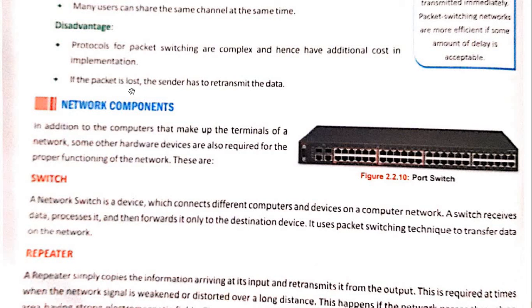Now if a packet is lost, the sender has to retransmit the data. It is also not a big problem, but when we have advantages, we also write the disadvantages, meaning when some packet gets lost in between, then it is retransmitted. But a system is needed to retransmit the data, so retransmitting is somewhat considered a disadvantage of this type of network.